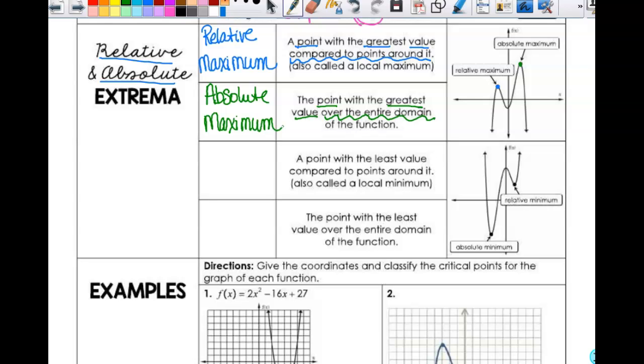Does that make sense? Then when we talk about the least values, so a point with the least value compared to the points around it, like this one right here, that's a relative minimum. And then the point with the least value over the entire domain, that will be your absolute minimum.